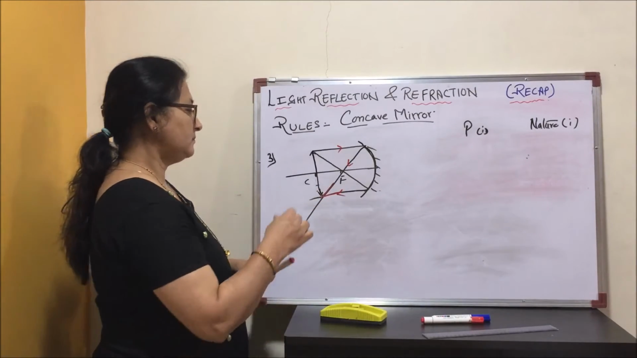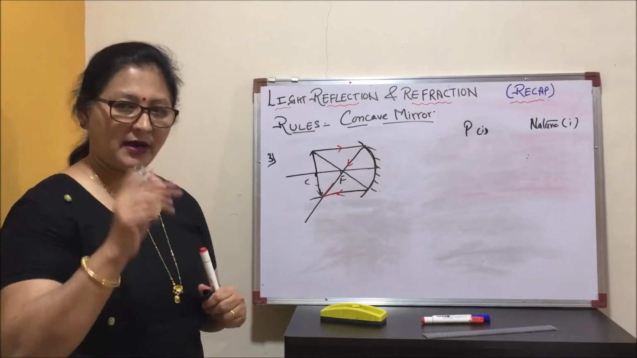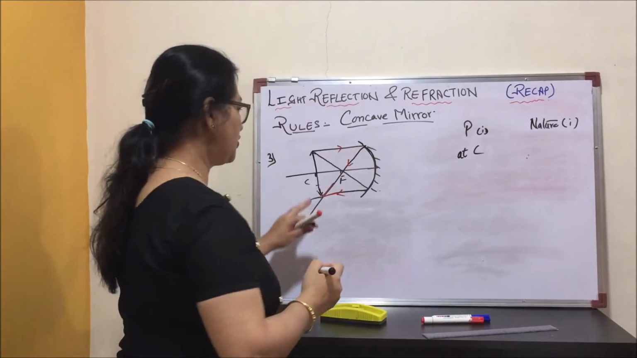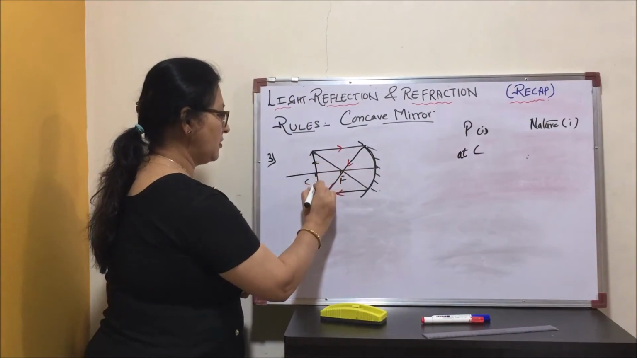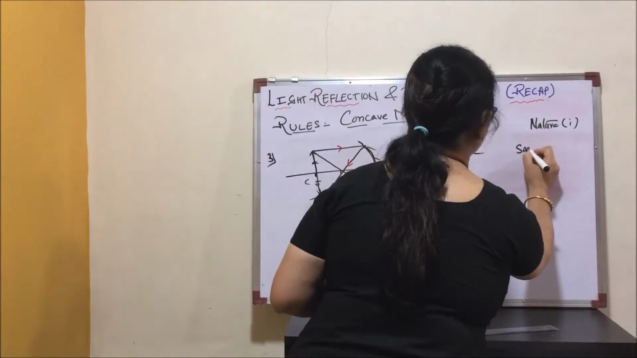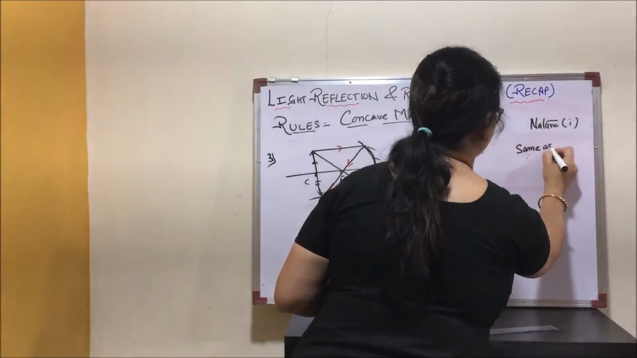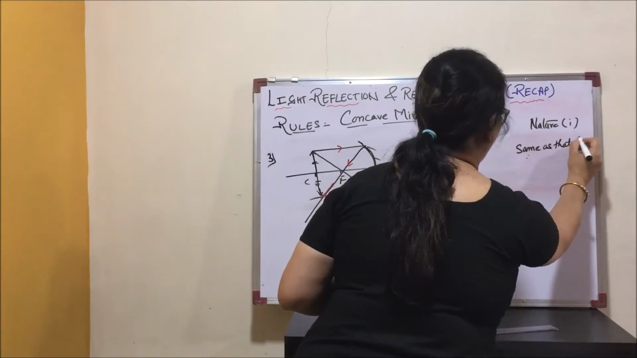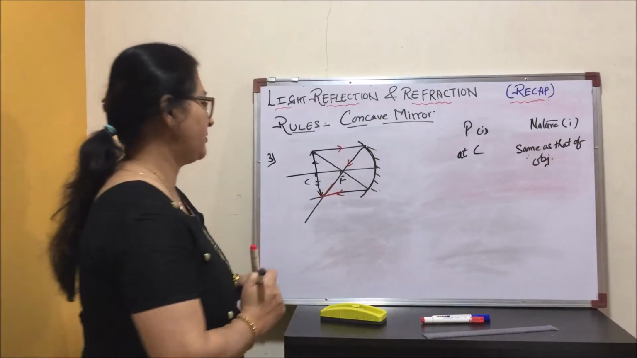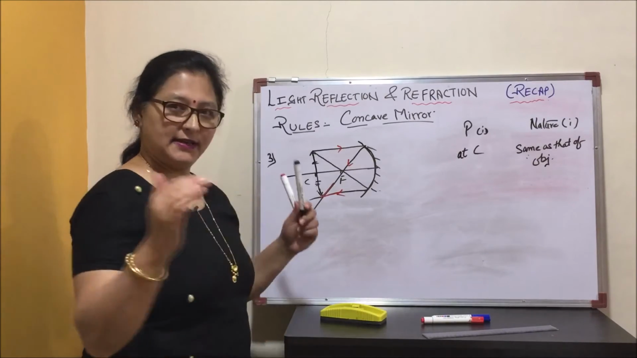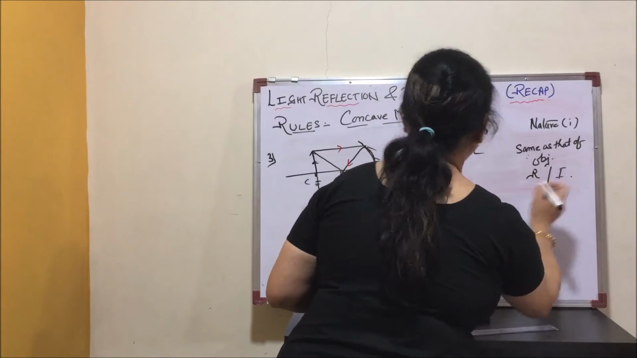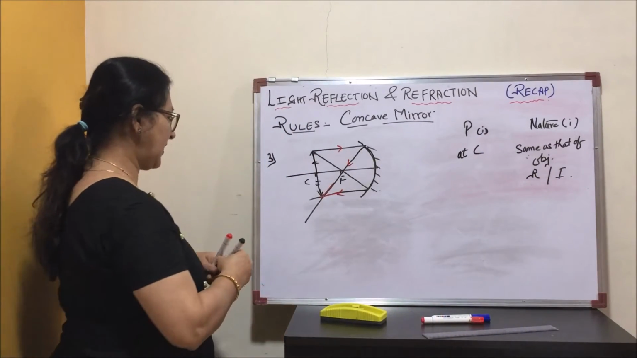Now if you see the position of the image, you have to write at C. So position is at C. Now what about the nature? The size of the object and the size of the image is the same. So you can write same as that of the object. And yes, it's real and inverted. R and I, right? Real and inverted. Clear?